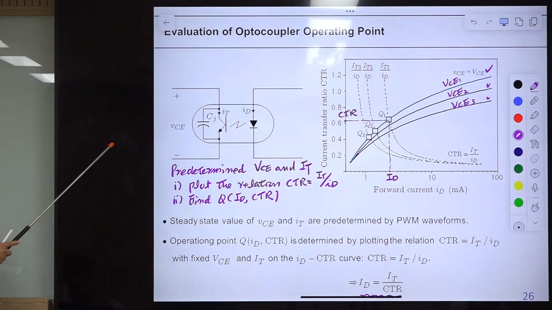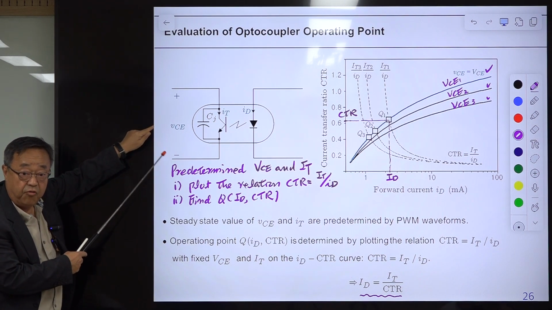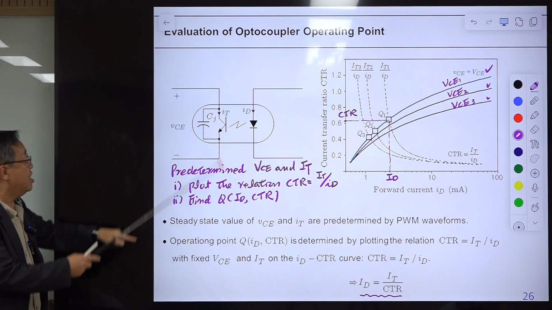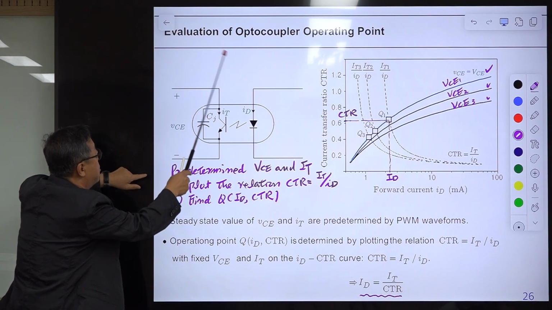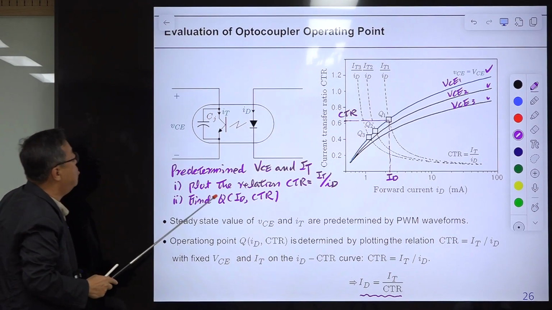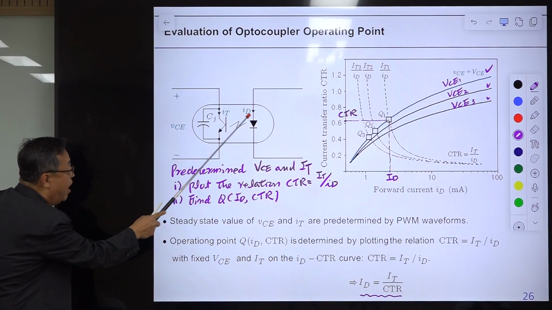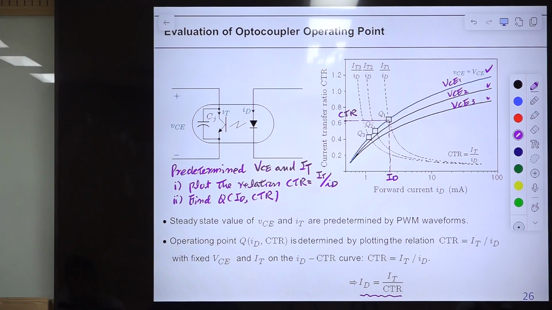First, the steady state value of the VCE is determined from the required duty ratio for the desired output voltage. So this is fixed, right? This is the same as the control voltage for most cases. And IT is determined, you have some bias circuit here. So IT is determined here. So you know this VCE and IT. You don't know this one, and you don't have any idea about CTR. So you need to find out CTR from the given data.